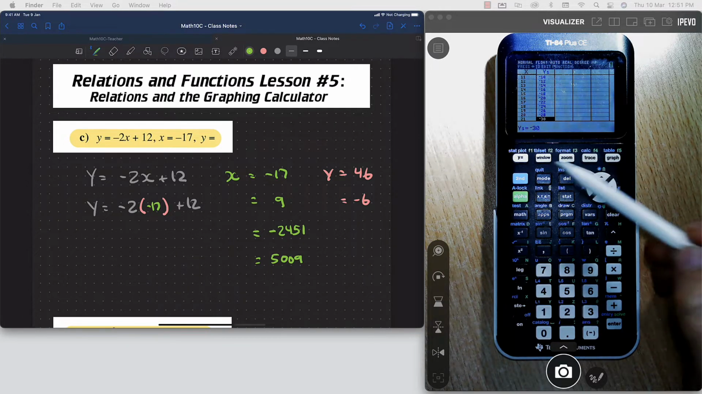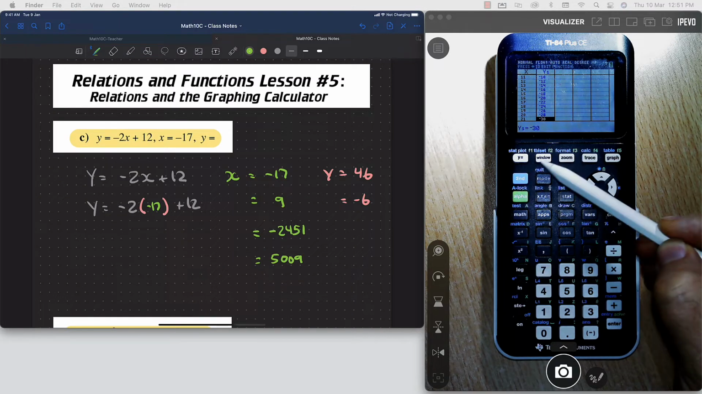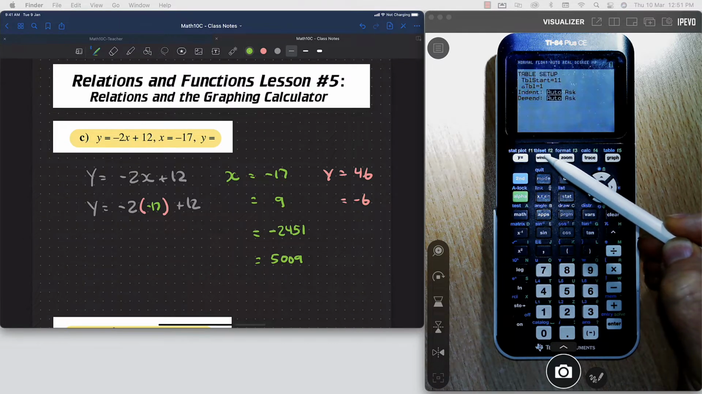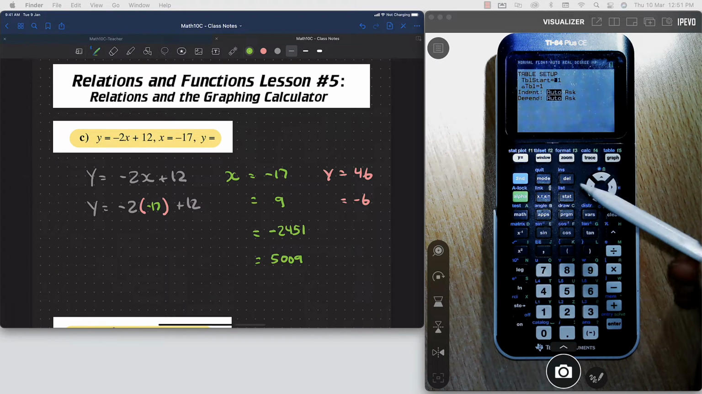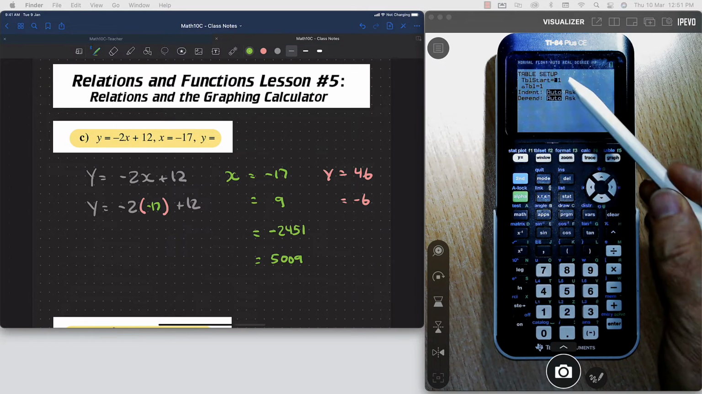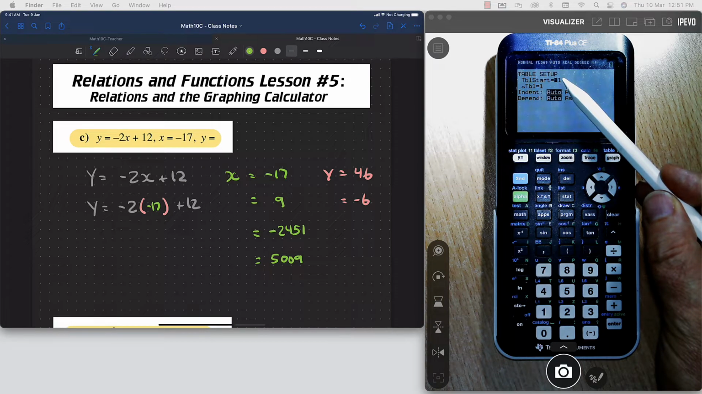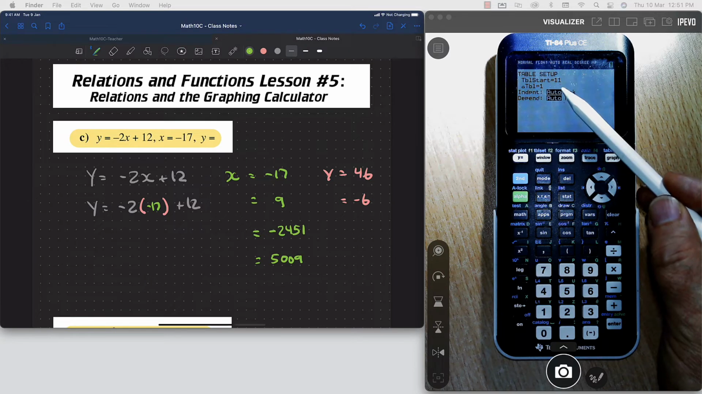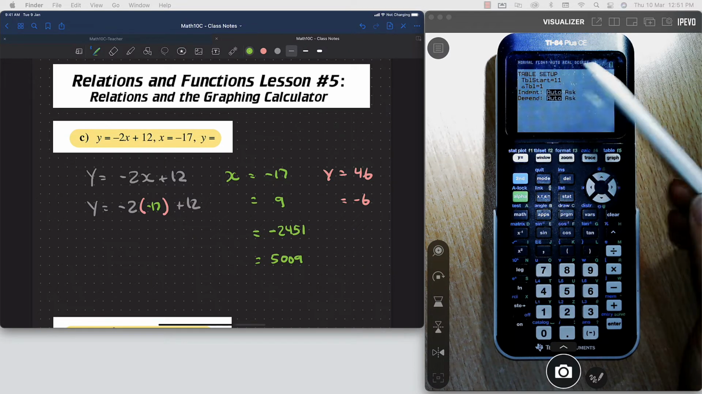The best way that I've figured out is just go to second and window, which is your table, and how you're going to set it up. So yes, you could just punch in right here that I want the table to start at negative 2,451. I could go look at that, come back into this, change that to 5,009.